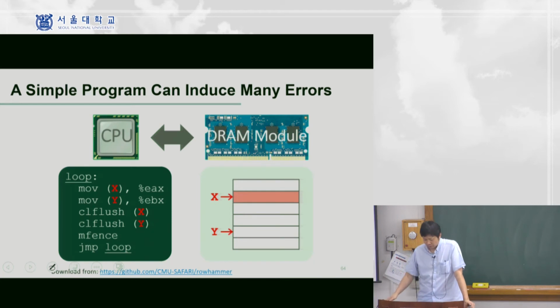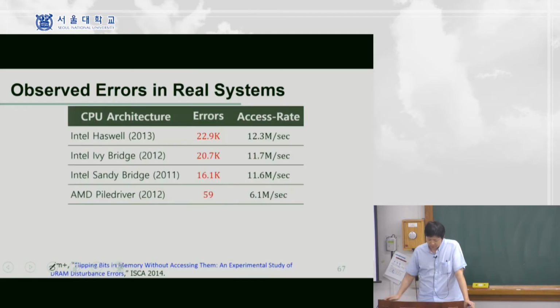So let's see how it works. First you do the store to row X, and in the next instruction you store to row Y. You repeat this process again and again, going back and forth between the two. Then eventually you break the value in the adjacent victim rows around X and Y. And they measured the failure rates in Intel Haswell, Ivy Bridge, Sandy Bridge, Piledriver, all these major CPU architectures. In 2014, the errors were much higher for Intel, interestingly, than AMD. Why is this so? Can you guess why?